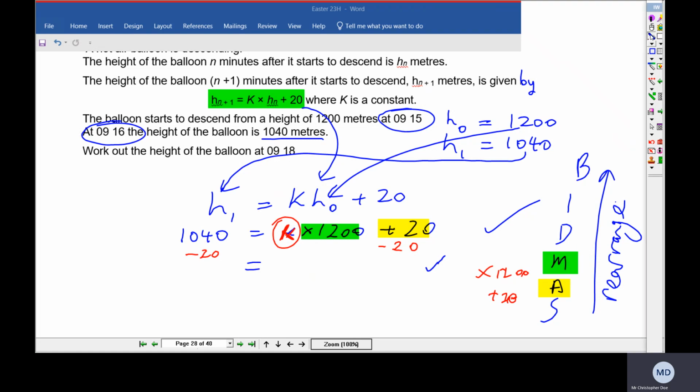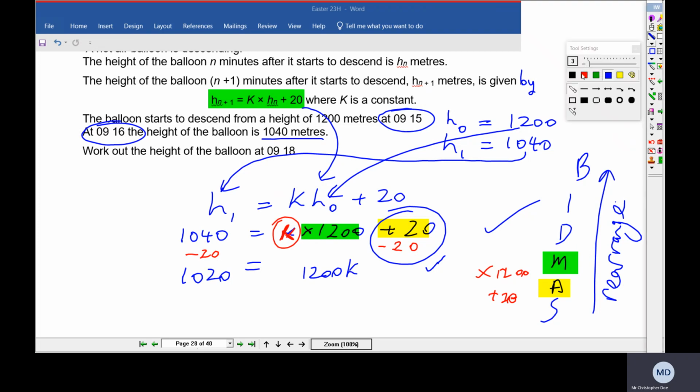Emmanuel, what should I write on the left? Yes. What should I write on the right? What have I got left once I've taken off the 20? 12,000. Yeah, good. 12,000k, or k times 12,000. Very good. What do I do next to get rid of the 1,200, Katie? What's the opposite of times by? Good. You don't need to write down the working out. You just need to do it.